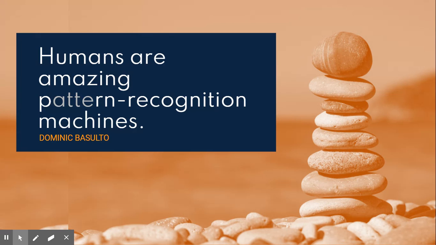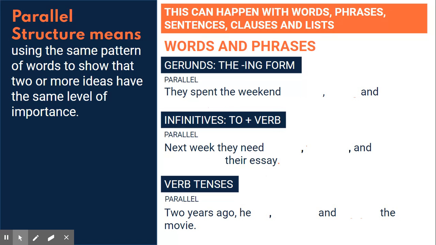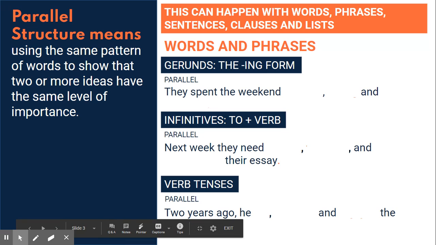So the reason why we use parallel structure is because humans are really good at recognizing patterns. That's something that we learn very early on in pre-K. And we like to carry it on into our writing as we get older. Now, parallel structure can happen with words, it can happen with phrases, clauses, lists, and even whole sentences. Okay? And over here again is the definition. Parallel structure means that we're using the same pattern of words to show that two or more ideas have the same level of importance.